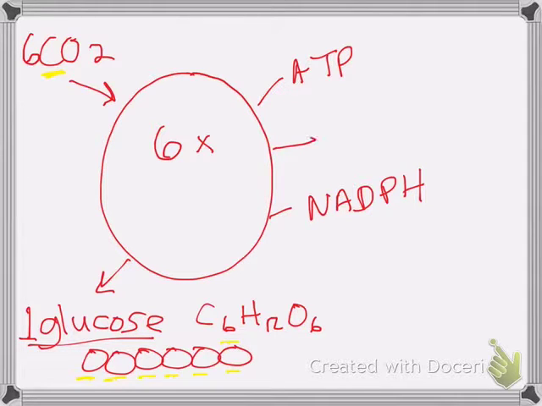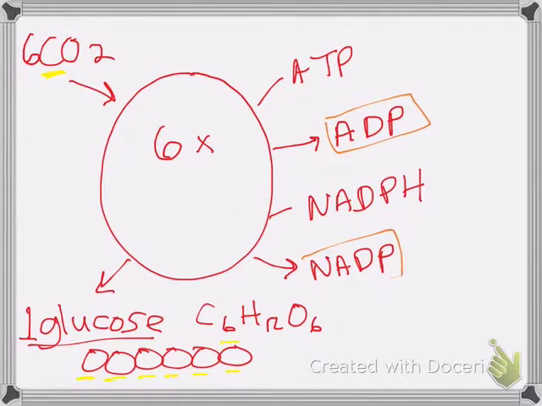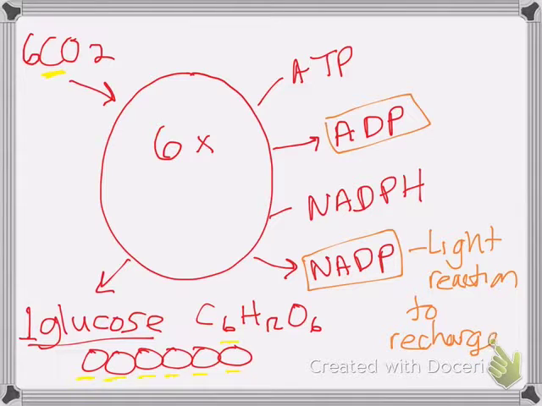The ATP releases its energy to make the sugar and becomes ADP. NADPH releases its energy to become NADP. Then the ADP and the NADP go back to the light reaction so that they can be recharged. This reaction is all taking place in the stroma, and at the end of the cycle you can have your sugar molecule.